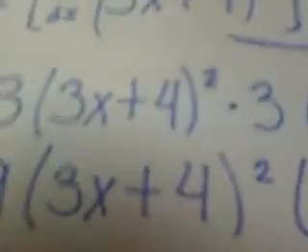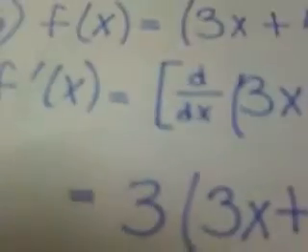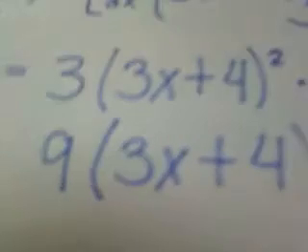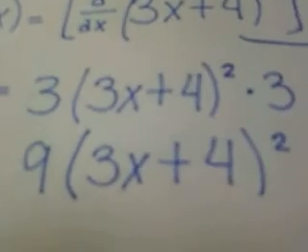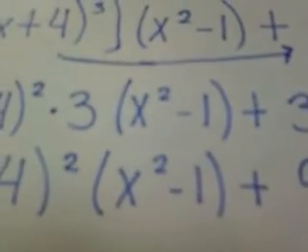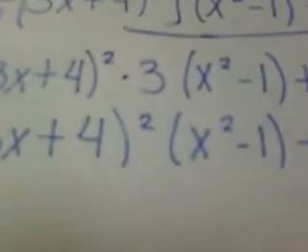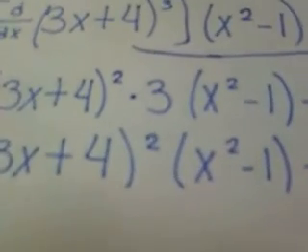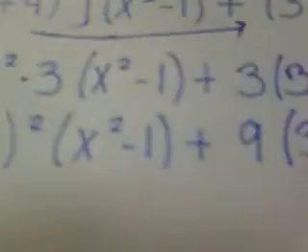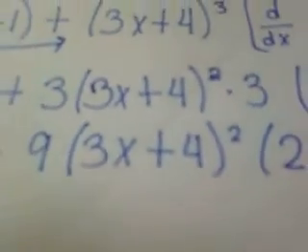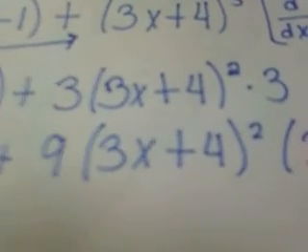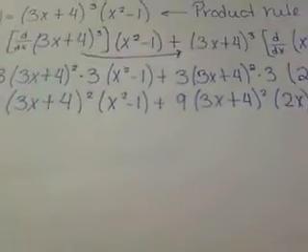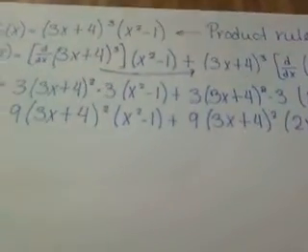After that, we take the 3 and we multiply it times this 3, 9(3x plus 4) squared. See? And then this stays the same. This first part, this x squared minus 1, stays the same. Plus what we did over there: 3 times 3, 9(3x plus 4) squared. And then the 2x stays the same. You can go further, but like you said, I could leave it up till there.